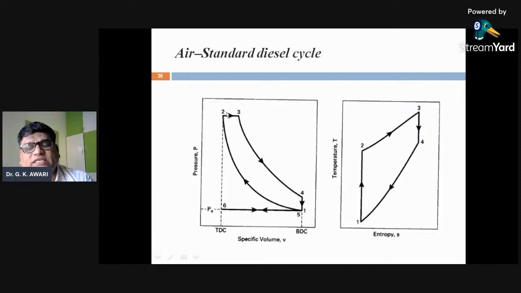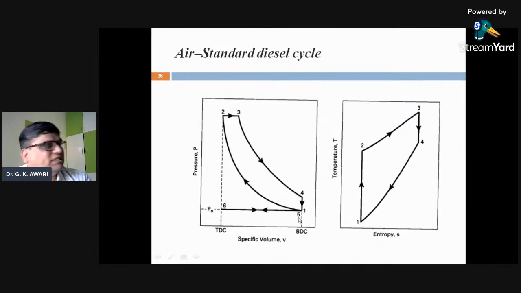Due to the heat addition, the burning of the gases and expansion of the gases take place, and we get an expansion stroke, which is also called the power stroke. So again, the adiabatic expansion is there, 3 to 4. Adiabatic compression is there, 1 to 2. Adiabatic expansion is 3 to 4, which is also called the isentropic process.